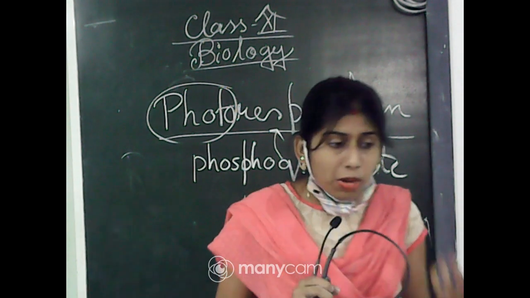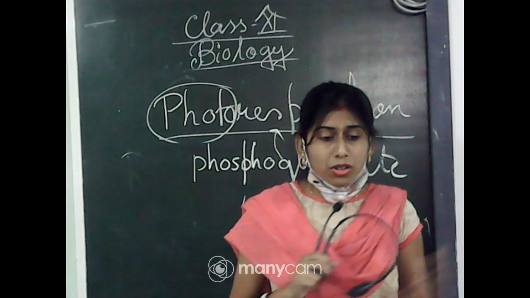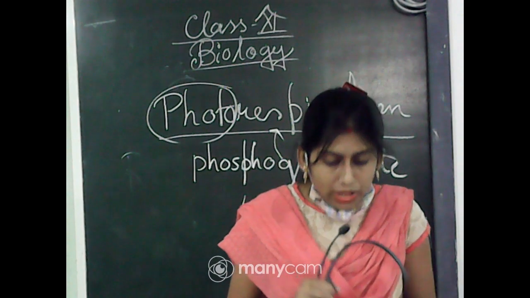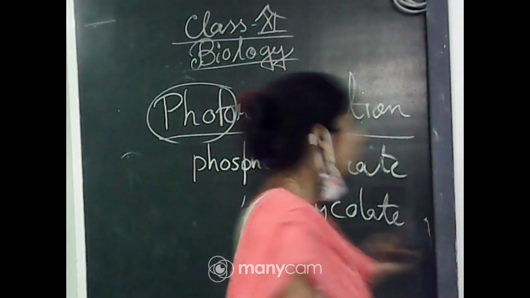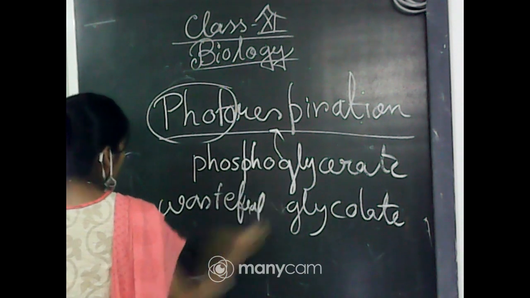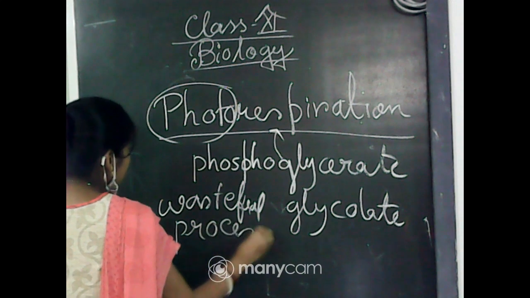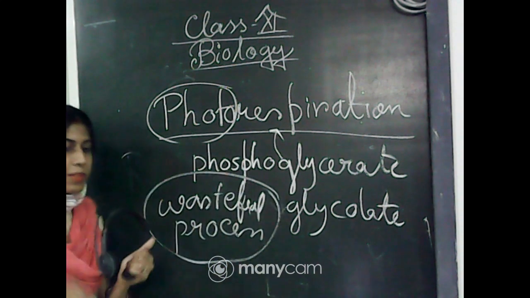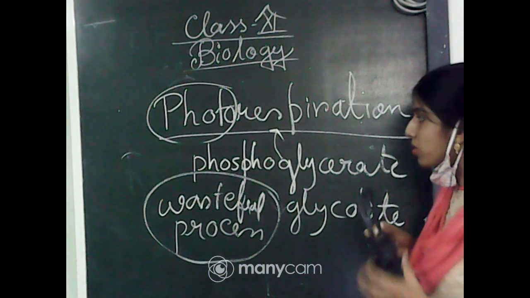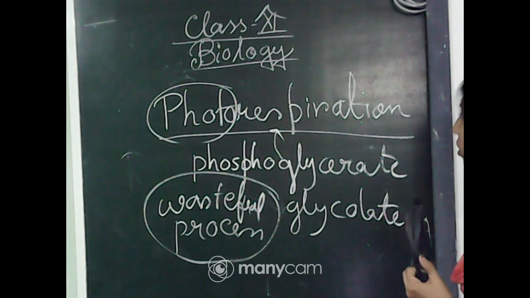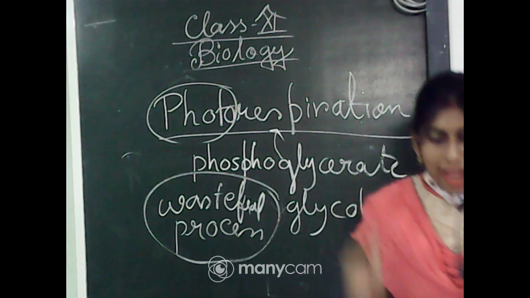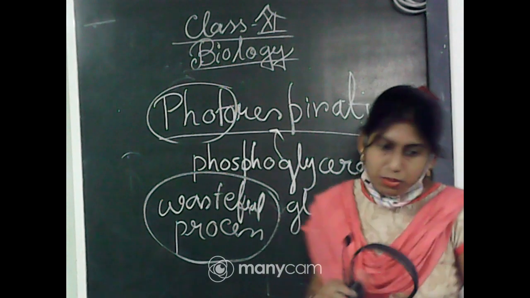So why is this pathway occurring? It is not having any use, so we can call it a wasteful process. That is why it is called a wasteful process, because our aim was to form sugar, ATP and NADPH, but when the Rubisco enzyme binds with oxygen, it is not forming those substances which are required, and that is why it is called a wasteful process.